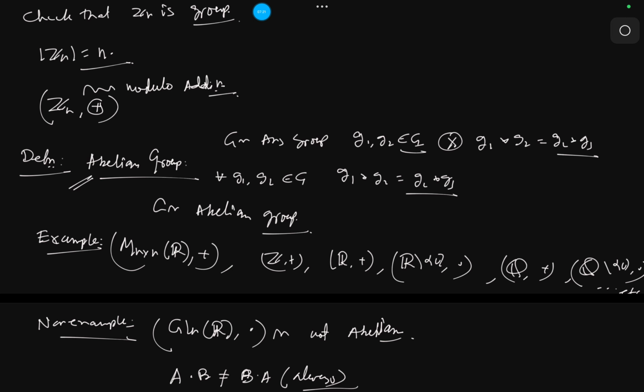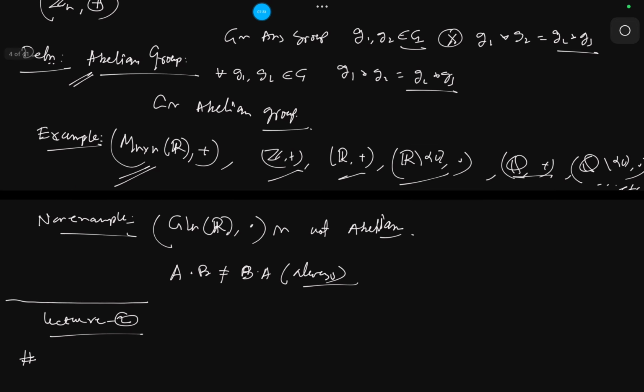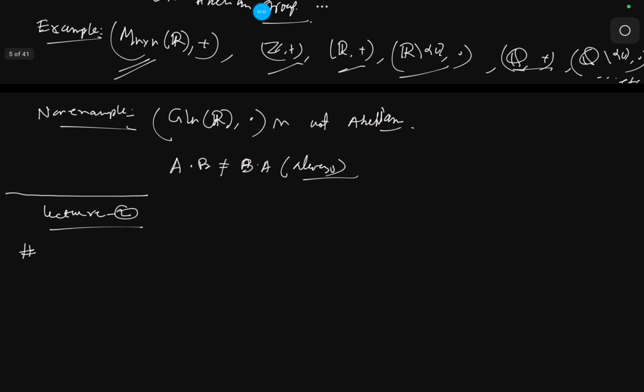So it is independent of the position of the elements. As an example, we defined Z and R with respect to addition: Z plus, R minus 0 dot, Q plus, Q minus 0 dot, etc. These are basic examples of abelian groups. Also, your Z modulo nZ is also abelian.